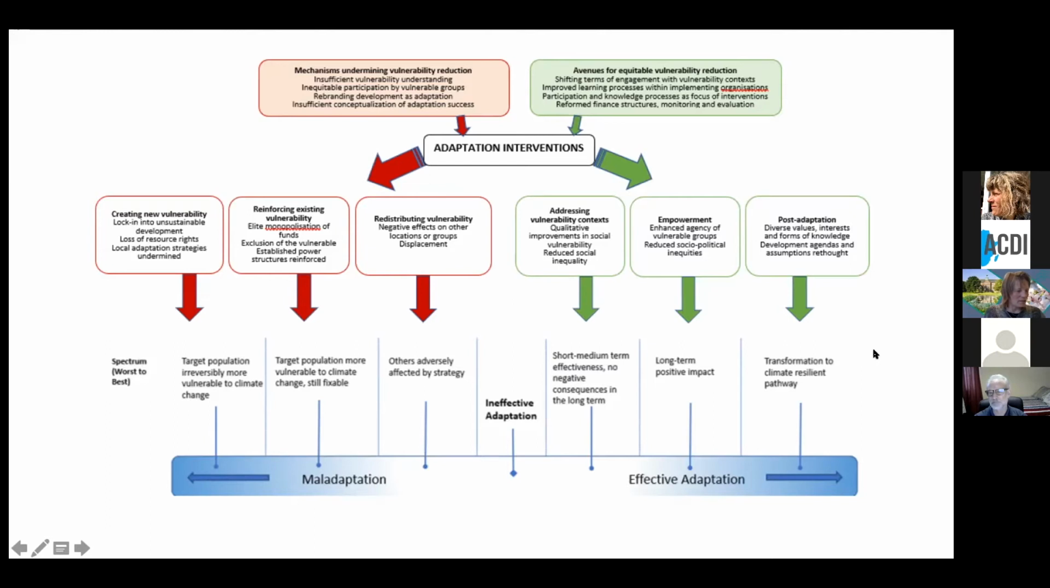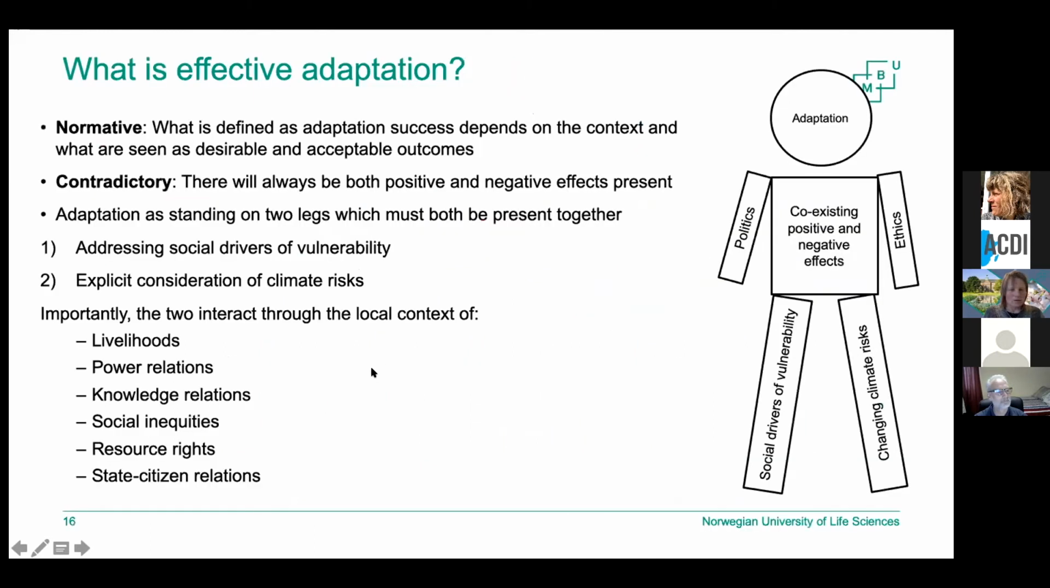Okay, the next slide, please. Okay, so this is adaptation woman. We start to think, well, what is adaptation then? I mean, what is actually effective adaptation? And first of all, we think that there are two important legs of adaptation in terms of intervention, both looking at the social drivers of vulnerability and engaging explicitly with how climate risks are changing. So both of those need to be part explicitly of adaptation interventions in order for them to be effective.